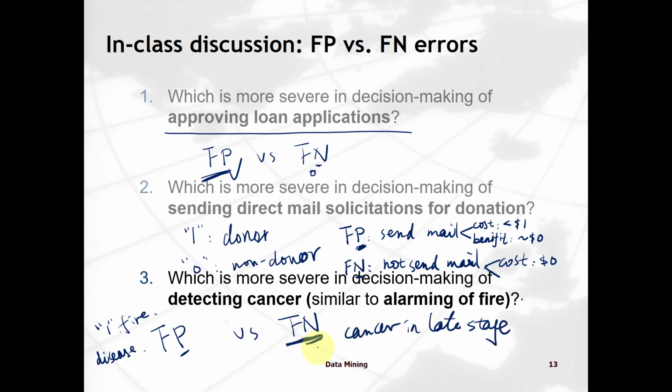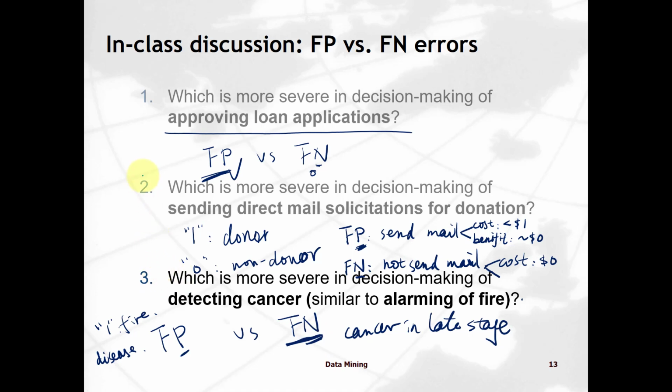So in this case, false negative leads to a missed opportunity of diagnosing the cancer, which leads to cancer being in late stage and higher likelihood of death, because death is more costly than other inconveniences and the cost of a couple hundred dollars. So in this case, false negative error would be more severe.